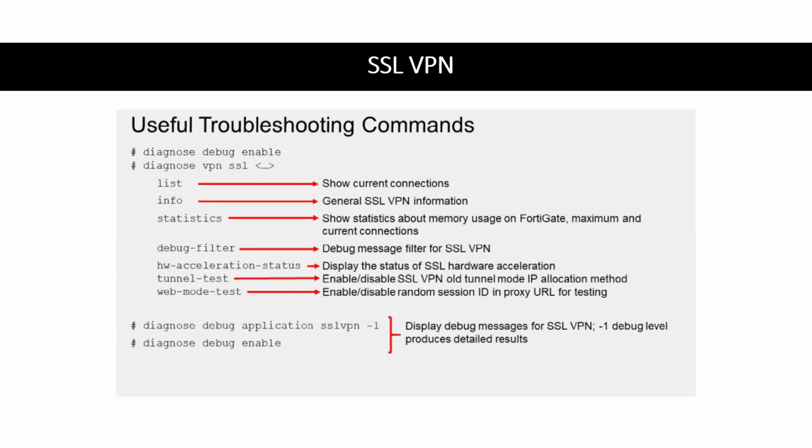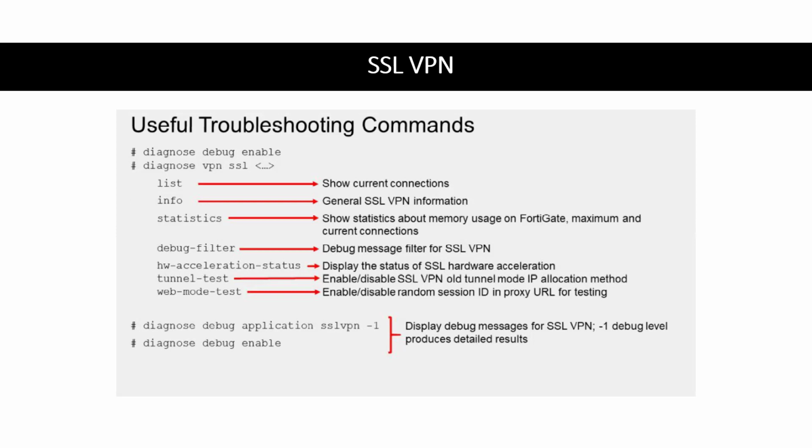You can do that with the debug filter command, right? You can also go ahead and check the hardware acceleration status, right? Because maybe the specialized chip that's in the FortiGate is accelerating operations for SSLVPN. You can go ahead and check that if you haven't disabled it, right?